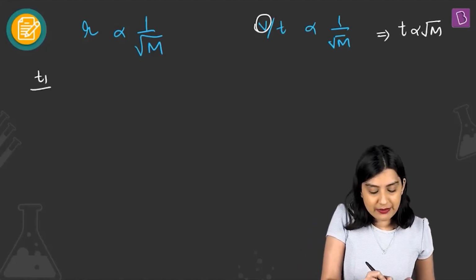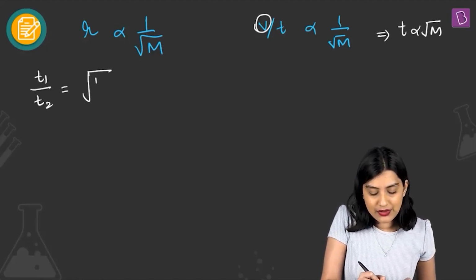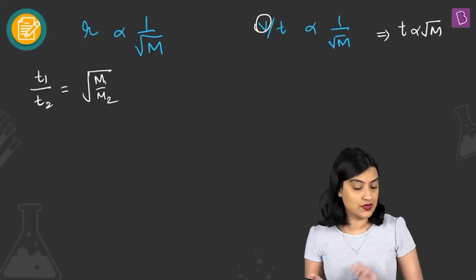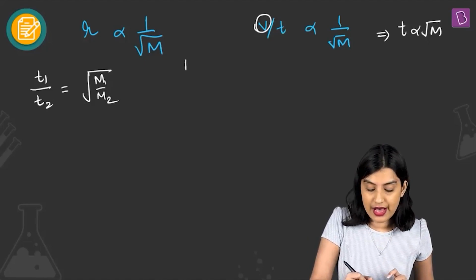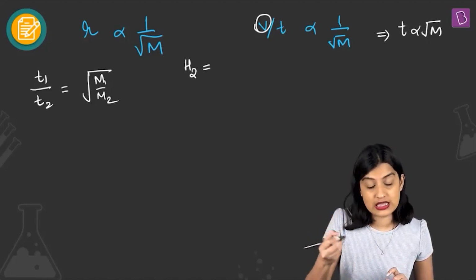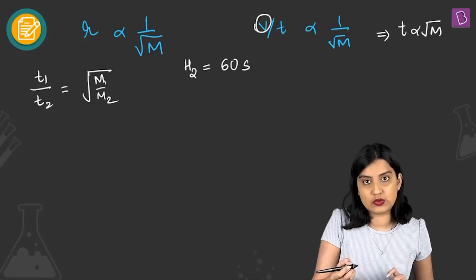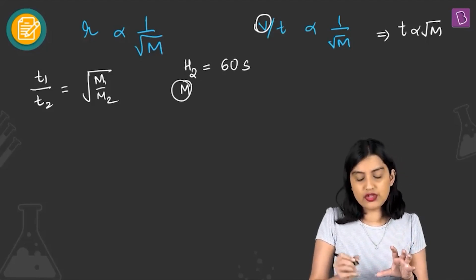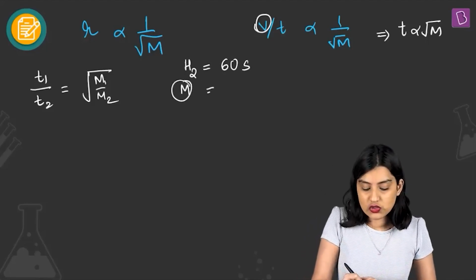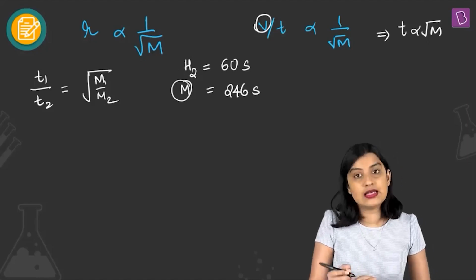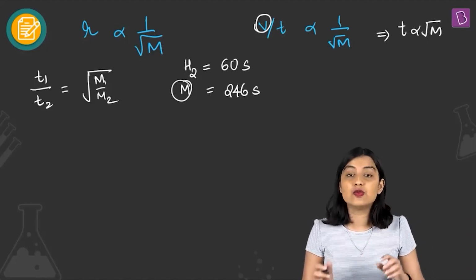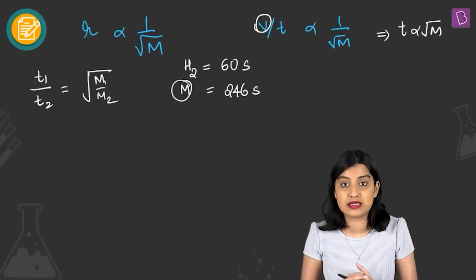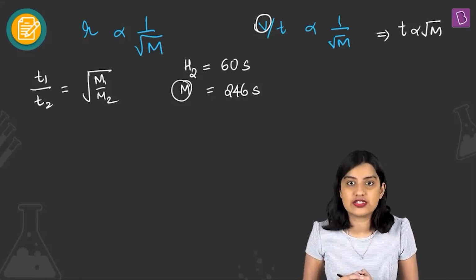Okay, so you have T1 by T2 is equal to under root of M1 by M2, where M is nothing but molar mass. You have hydrogen gas as the first mixture, and this took 60 seconds for effusion. And you have another mixture, I'll just call that mixture M. You have an oxygen plus ozone mixture which took 246 seconds to effuse, same volume, but different composition. Different molar mass, which is why we see this discrepancy. They have said that all other conditions are identical.